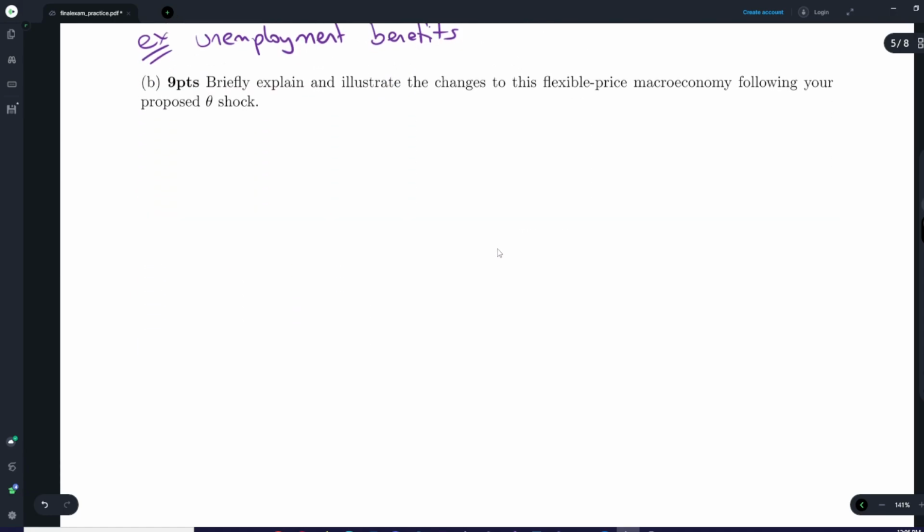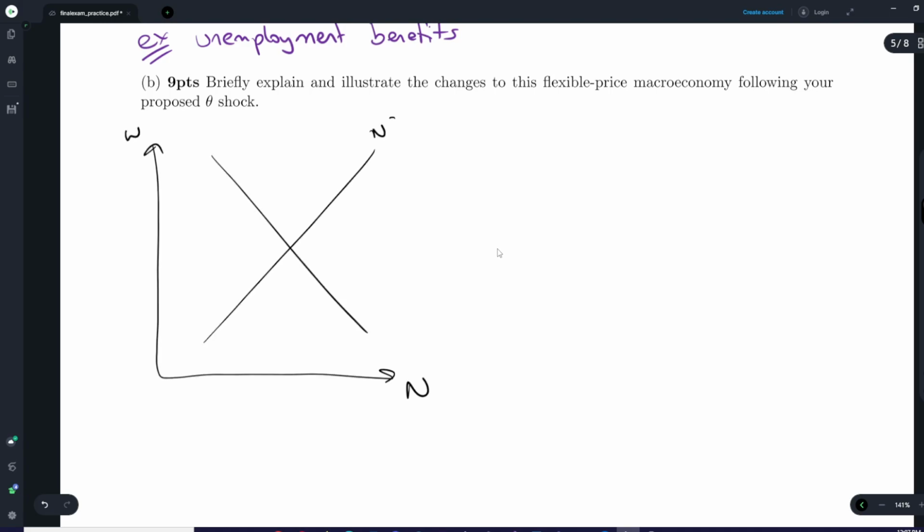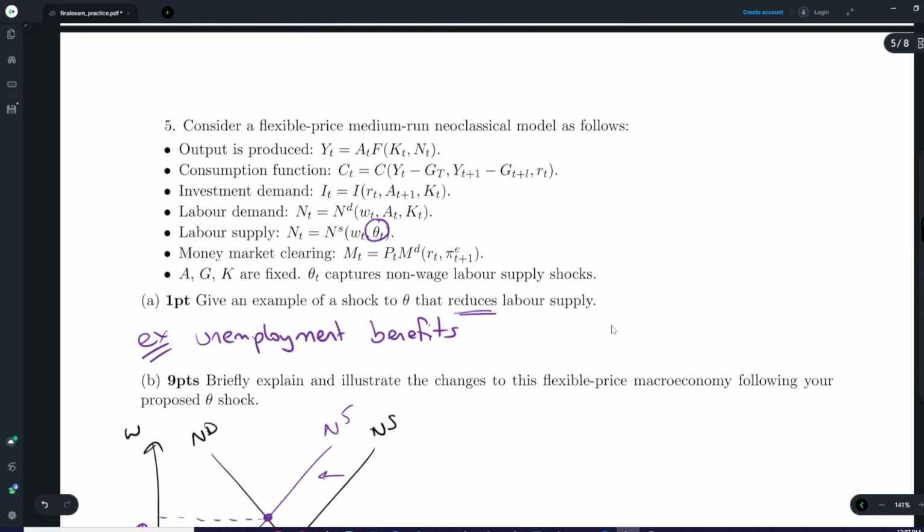So let's start this in the labor market, right? So we have a labor market, which is a story between N and W. We have labor supply and labor demand. We are shifting labor supply in, reducing the amount of labor that people want to supply, leading to a new equilibrium, right? Relative to the old equilibrium, the amount of labor is declining and the wage is rising. We now need to think about what else this is affecting.